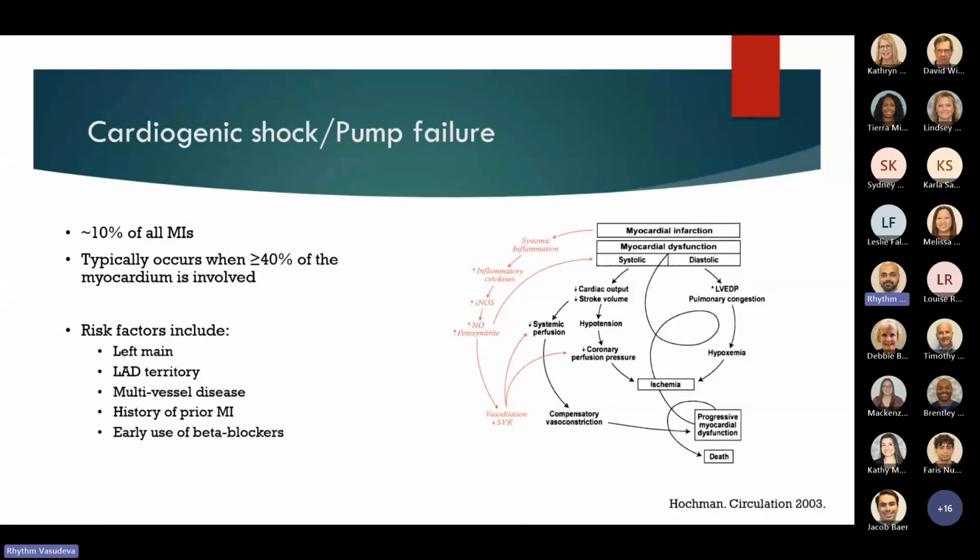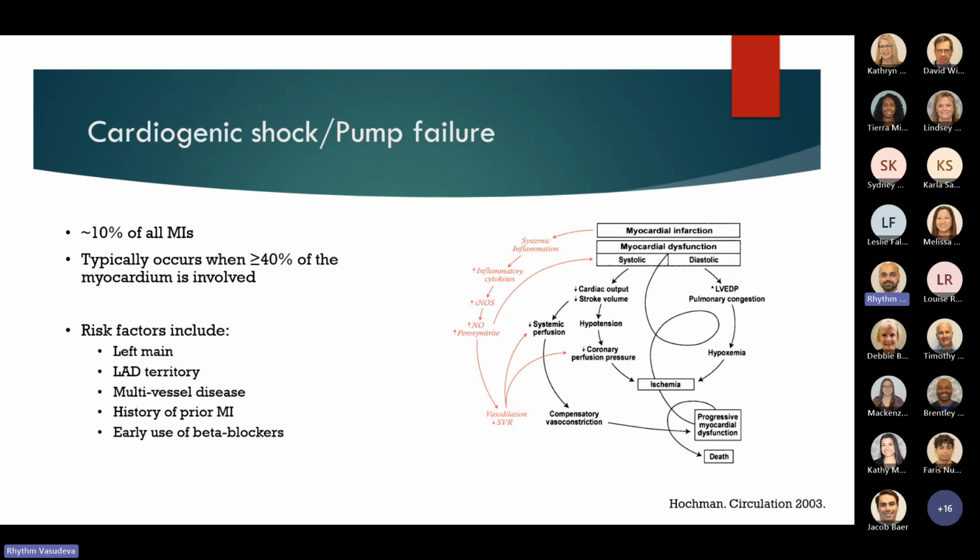Pump failure occurs in about 10% of all MIs, leading to cardiogenic shock. It typically occurs when more than 40%, almost half your myocardium, is involved. So we're talking big arteries like a proximal LAD, a large circ, or rarely a large proximal RCA. Risk factors are involvement of the left main or LAD territories, underlying multivessel disease to begin with and then a plaque rupture, a history of a prior MI, and early use of beta blockers.